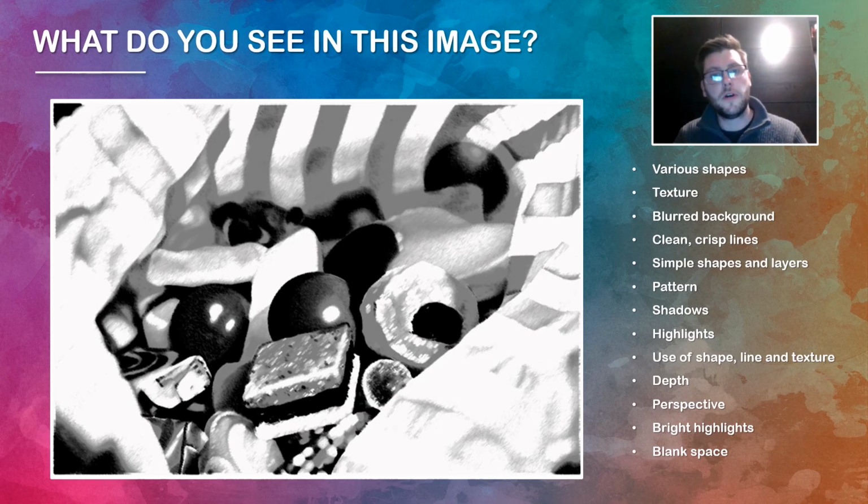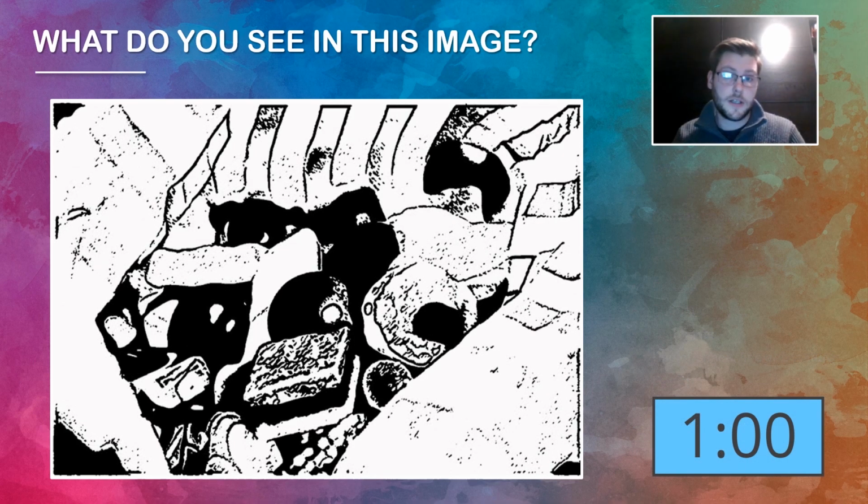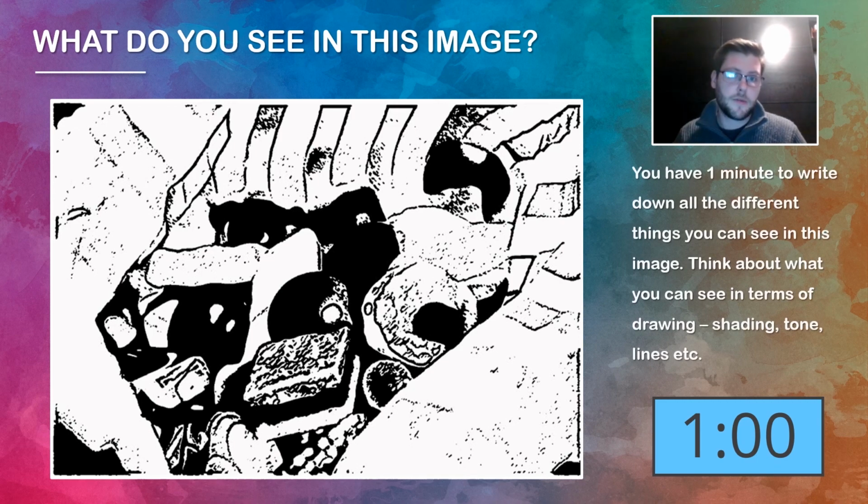Now I'm going to move on to the last image. This one very different from the first, and this one the most important one for today's lesson. And this one, as you can see, has been simplified a lot. Now you've got 1 minute, same as before, and you need to write down all the things you notice about this one. And I think you'll find lots of the things you noticed before don't exist in this image. You've got 1 minute starting now.